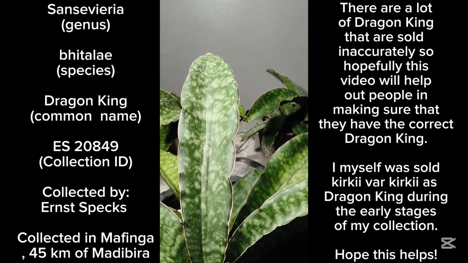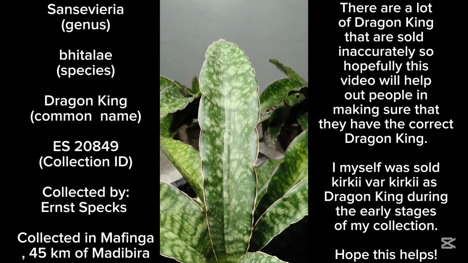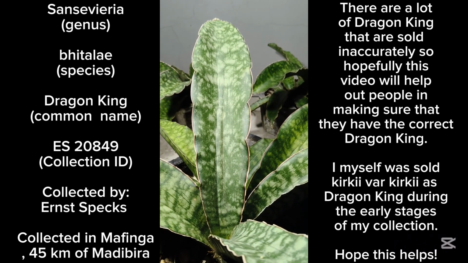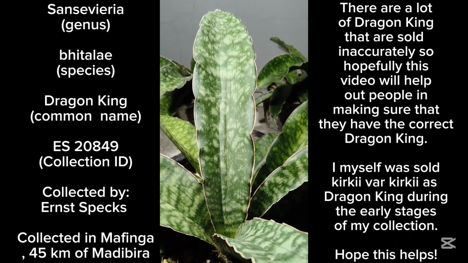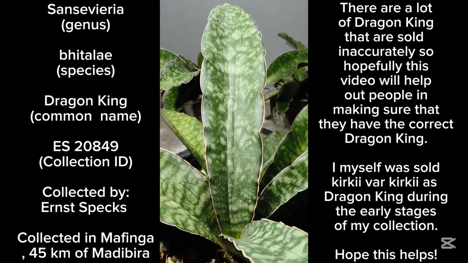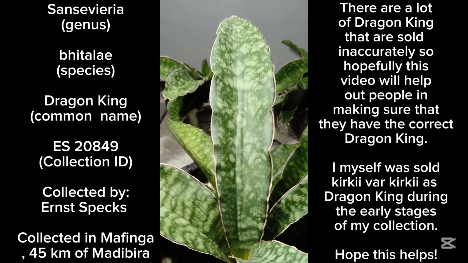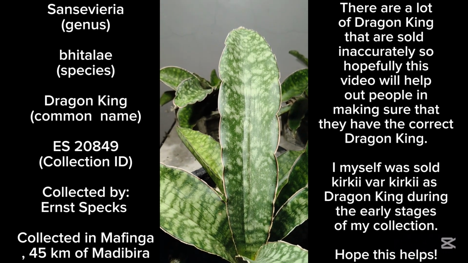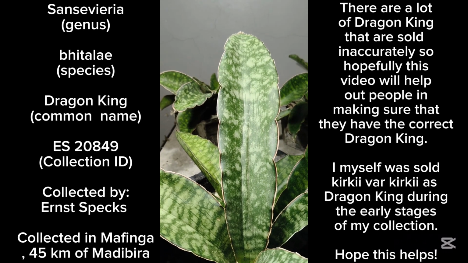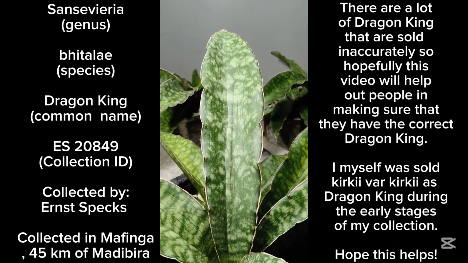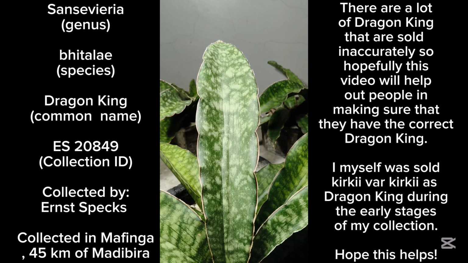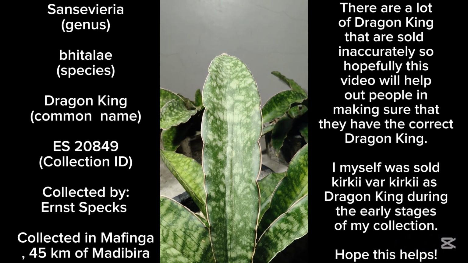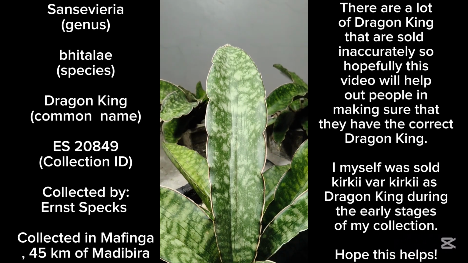So going back, this particular bhitalae has a common name, or a trade name, or a market name, which is Dragon King. It is the only Dragon King that I know having the collection ID of ES20849. There are a lot of people that are selling Dragon Kings, and I'm not sure if they have a true Dragon King with them.